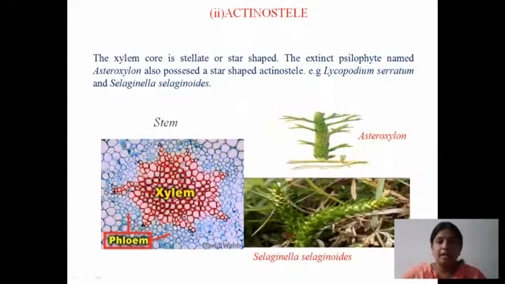Next one is actinostele. The xylem core is stellate or star-shaped. Here you see the xylem core, it is star-shaped. The extinct psilophyte named Asteroxylon also possessed a star-shaped actinostele. For example, Lycopodium serratum and Selaginella selaginoides.